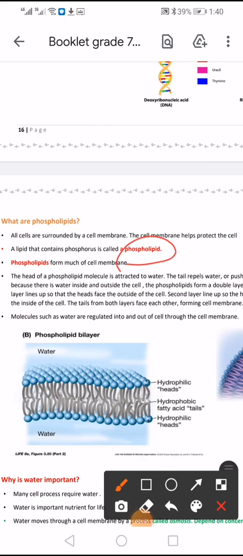So all cells around us are surrounded by a cell membrane. This cell membrane helps protect the cell. A lipid that contains phosphorus is called a phospholipid. Phospholipids form much of the cell membrane. So the cell membrane is formed from what? From phospholipids. What's meant by phospholipid? A phospholipid is a lipid, or fat molecule, that contains phosphorus. And most of the cell membrane is made up of phospholipids. And the function of the cell membrane is to protect the cell.